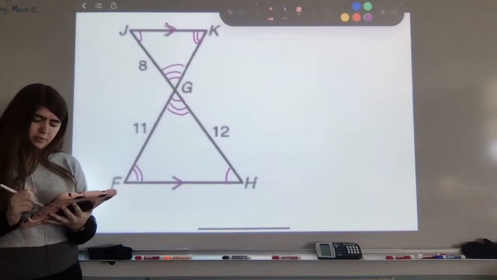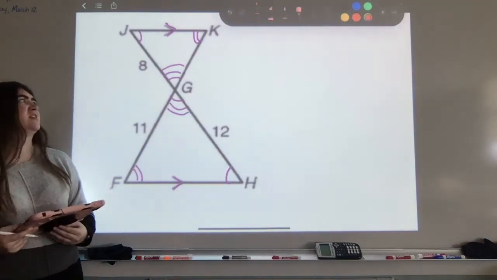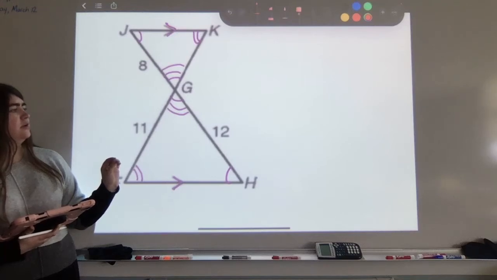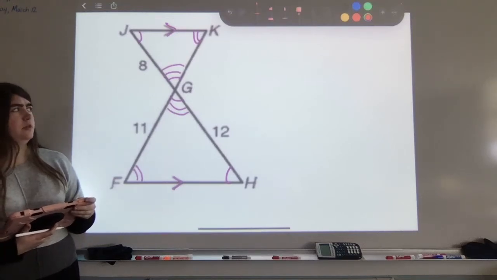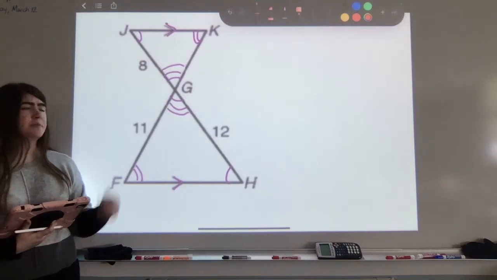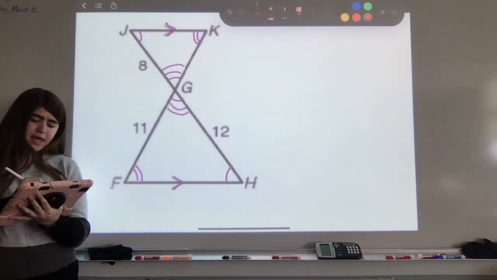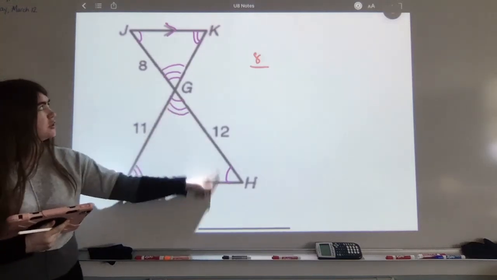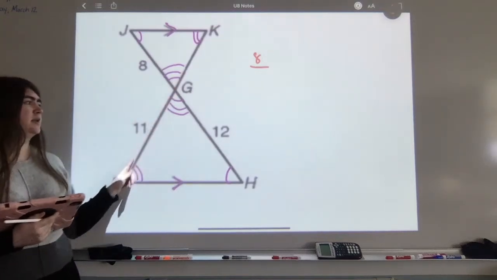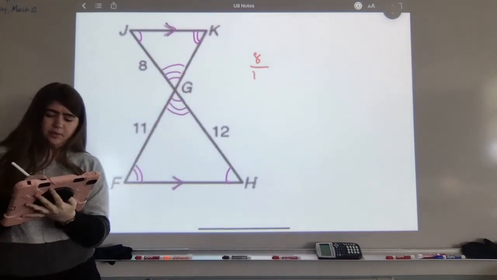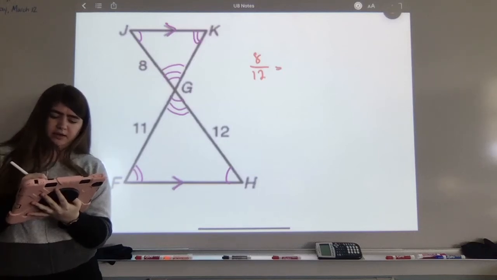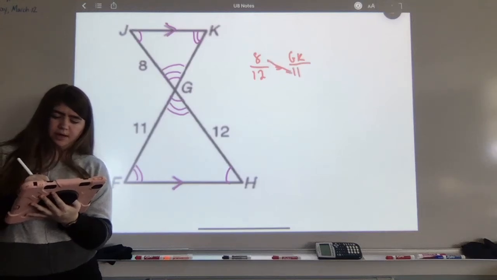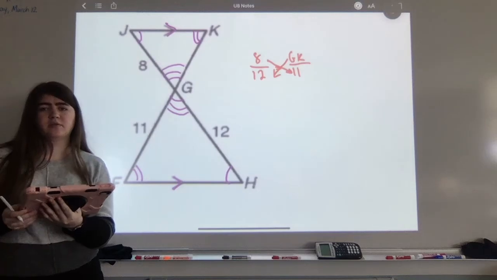So I'm going to switch colors here, and let's solve for our missing side. We have a couple different options on how we can solve, but I'm going to use the cross products. So I have 8, which is corresponding to 12 for GH, and I'll have my GK corresponding to 11 here. So 8 is to 12 as our unknown side of GK is to 11. I'm going to multiply across, solving for my cross products.